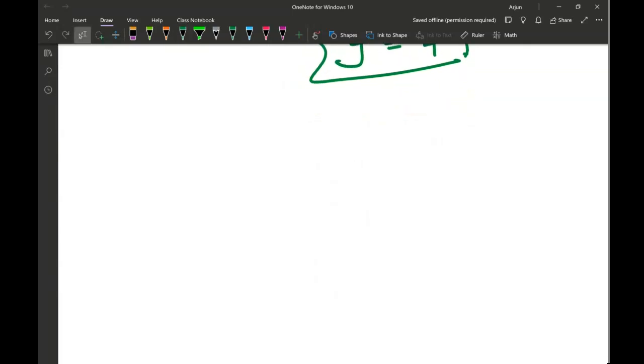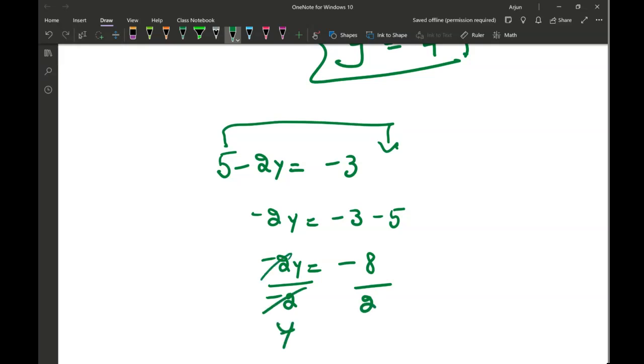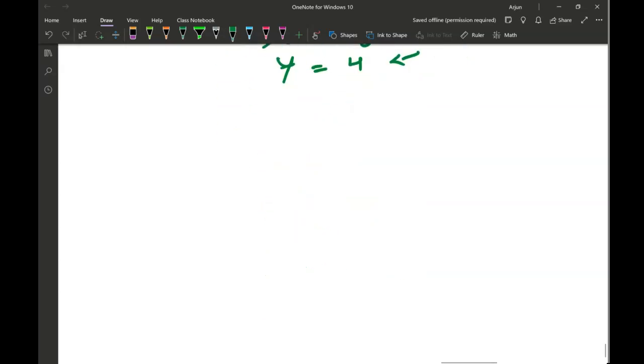Okay, now let's look into another question, that is 5 minus 2y equal to minus 3. This is relatively easy, so I'll encourage you guys to pause the video and try and answer this one. All right, let's see what answer you got. So minus 2y equal to minus 3 minus 5, minus 2y equal to minus 8. Dividing both sides by negative 2, y value is equal to 4 is the correct answer.